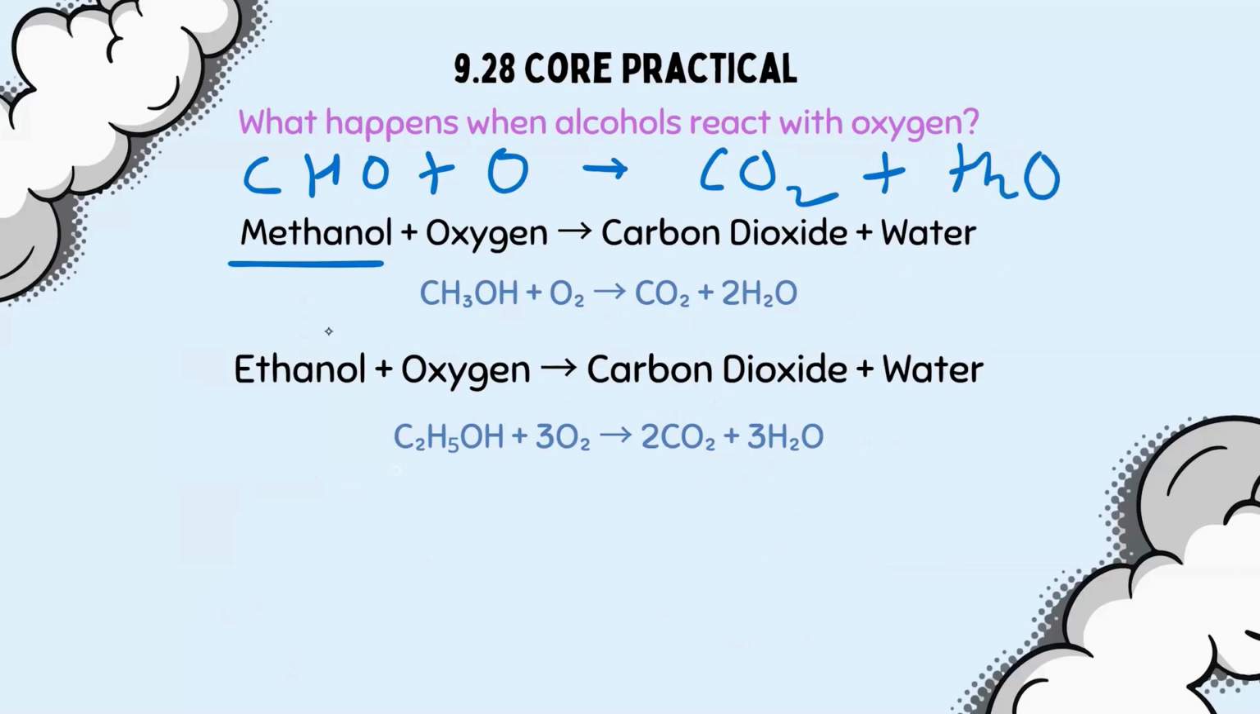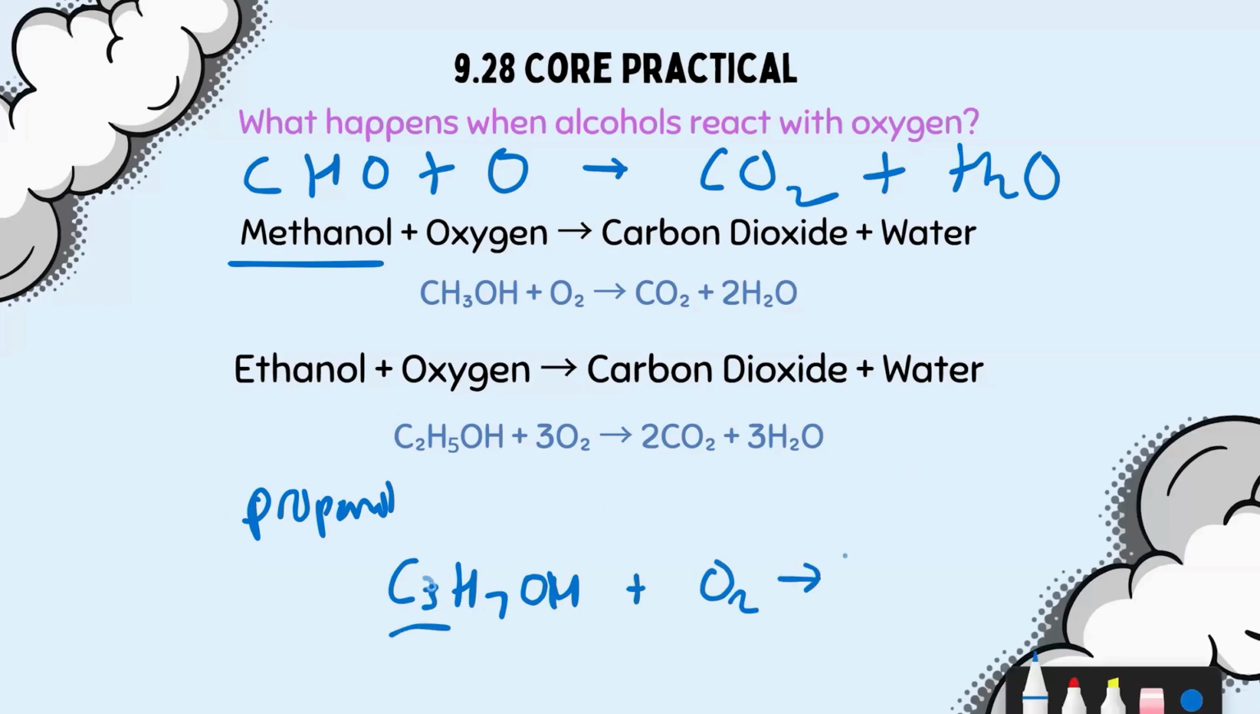Now, what I'd advise is just going through a few of these and making sure that you can balance them. So if we're talking about propanol plus oxygen, then we mean C3H7OH plus oxygen gives us, now we've got 3 carbons here, so that's going to be 3 CO2. And we've got 7 plus 1, 8 hydrogens, so that's going to be 4 H2O.